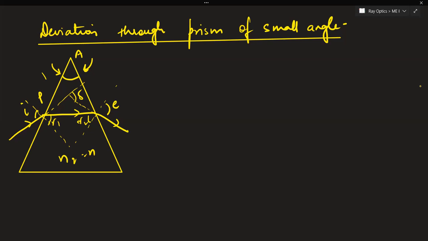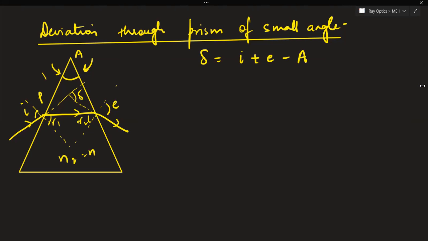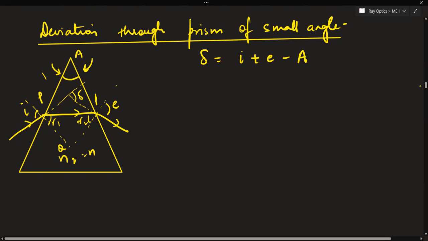Now see, you have the main equation, delta is equal to I plus E minus A. See, class, if you apply Snell's law at this point, first point, let's say this point is P, and P, Q, R.